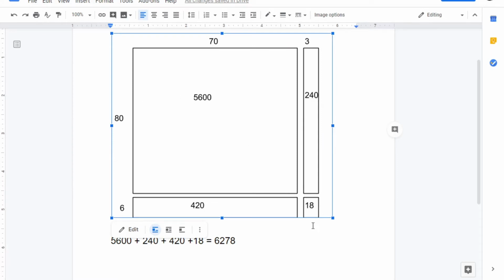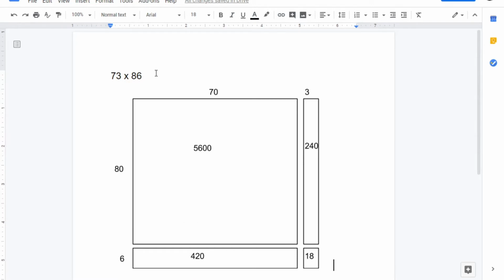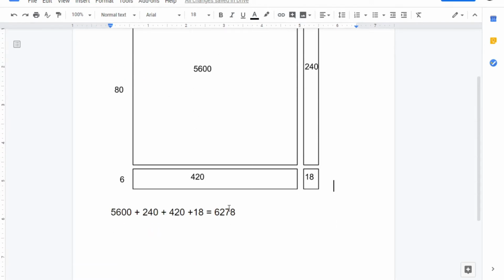So here, I went ahead and filled in each of these spots, and as you can see, we just add these up and you get the multiplication. We get the product here, 6,278. And that's 73 times 86 is 6,278.